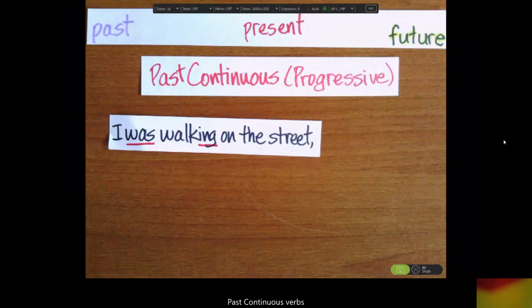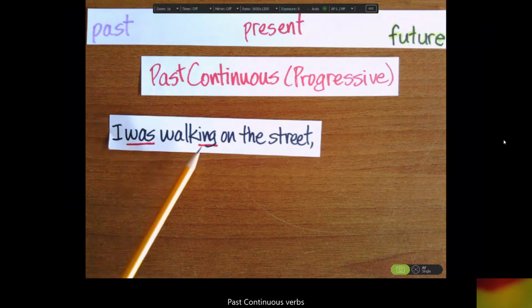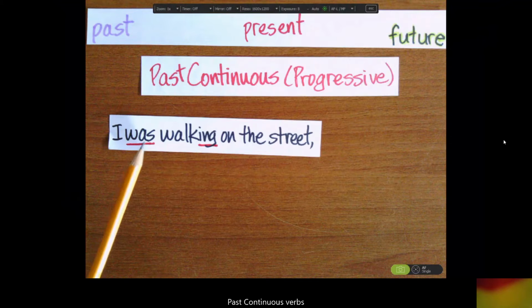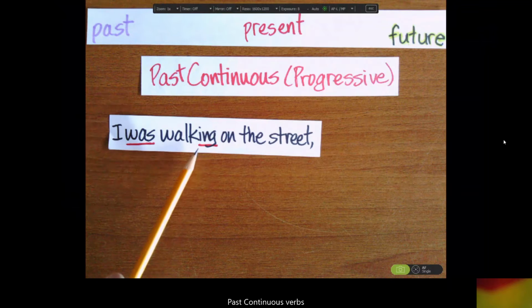The past continuous form has the verb be in the past. That's why it's called past continuous. And like other continuous verbs, it uses the next verb written with ing. So whenever you see continuous as a verb form, first of all, if it's past continuous, the be is going to be in the past. If it's present continuous, the be will be in present. And if it's future continuous, the be will be in the future. So right now we're just looking at the past continuous. Package deal, be is in the past, and the next verb has ing.